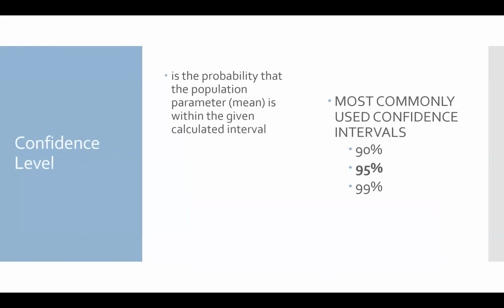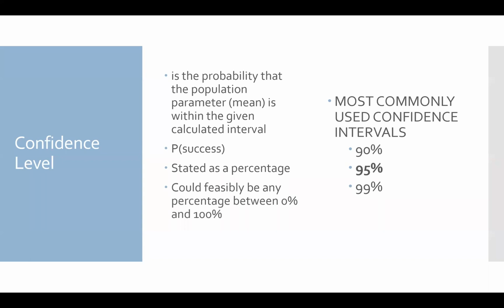Okay, the confidence level is your probability of success. It is the probability that your population mean or your measurement actually falls within the given interval. In other words, it's the probability that you hit the target. It is typically stated as a percentage.